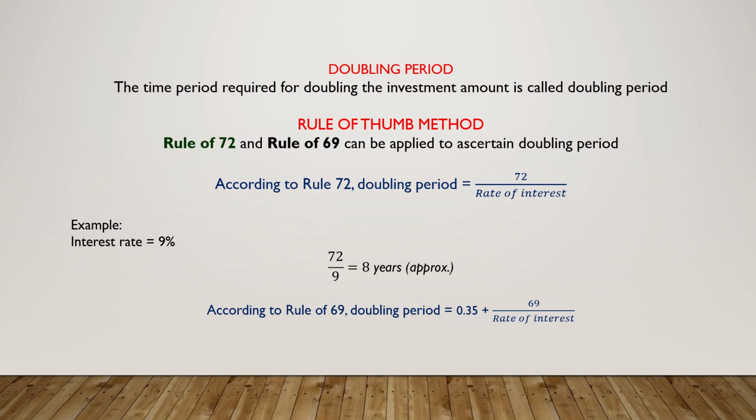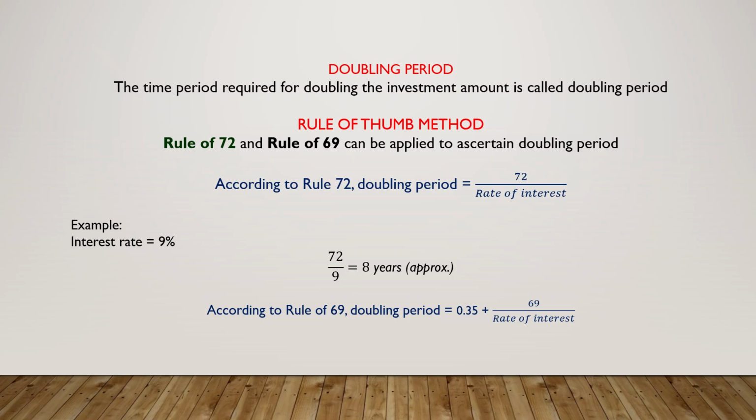First you must understand the concept of doubling period, which means the time period required for doubling the investment amount. If I want to invest rupees 10,000 and want to double my amount, that is 20,000 in future, what will be the time period required to get it back? This is the doubling period, for which rule of thumb methods are followed. Rule of 72 and rule of 69 can be applied to ascertain doubling period.